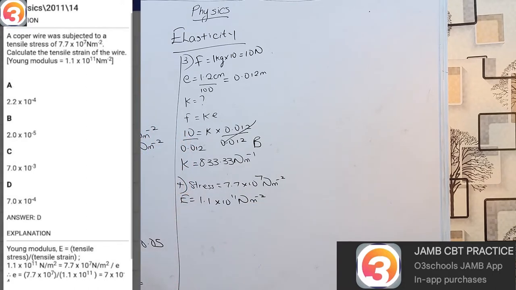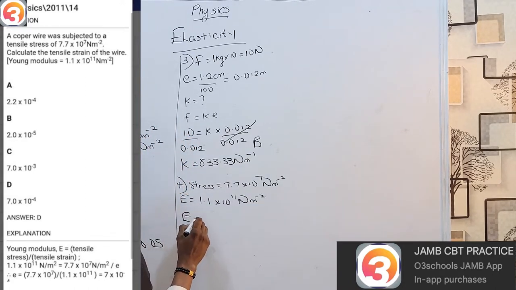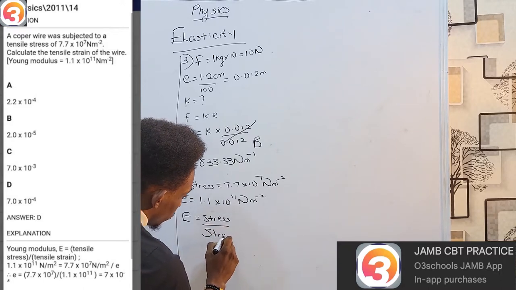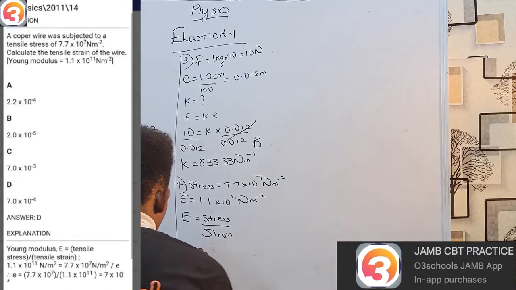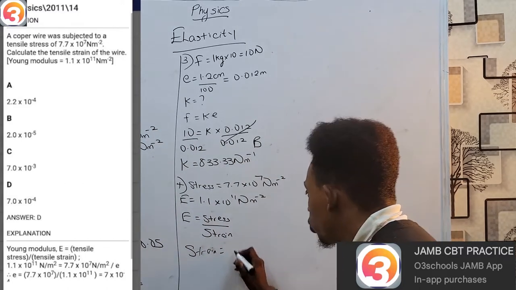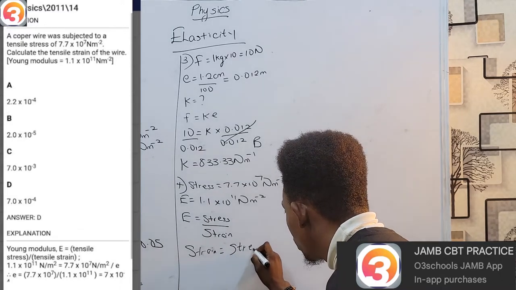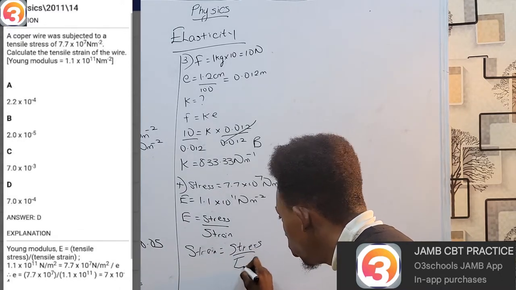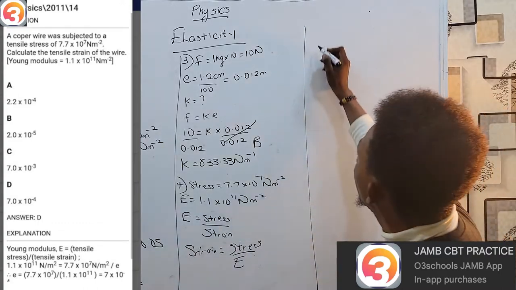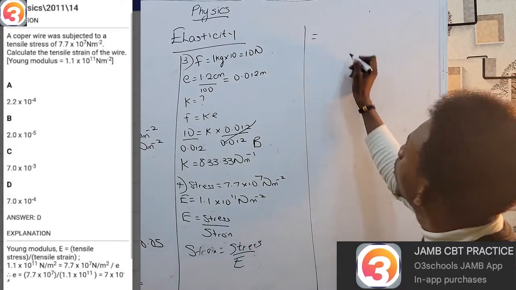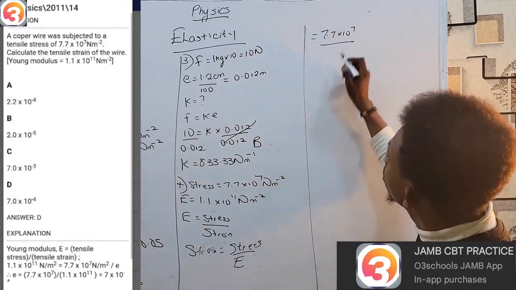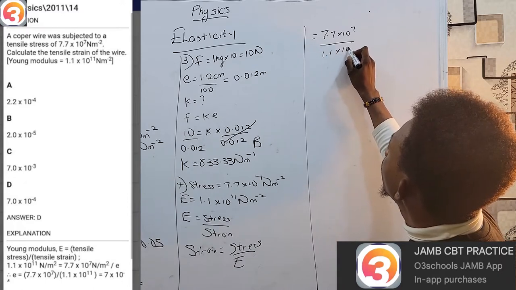This is quite simple, really, because you must remember, modulus equals stress over strain. And therefore this strain must be stress over the modulus. So, coming over here, what is my stress? 7.7 times 10 to the power 7. And what's my modulus? 1.1 times 10 to the power 11.